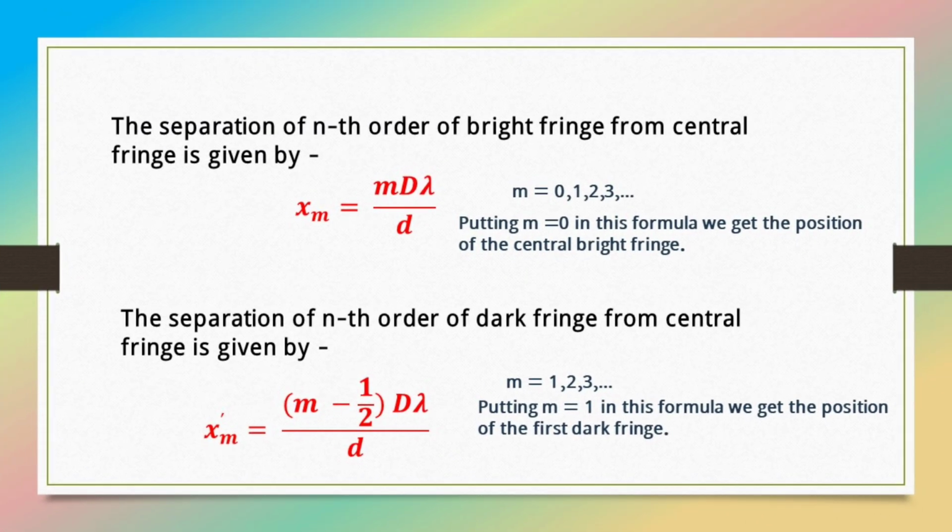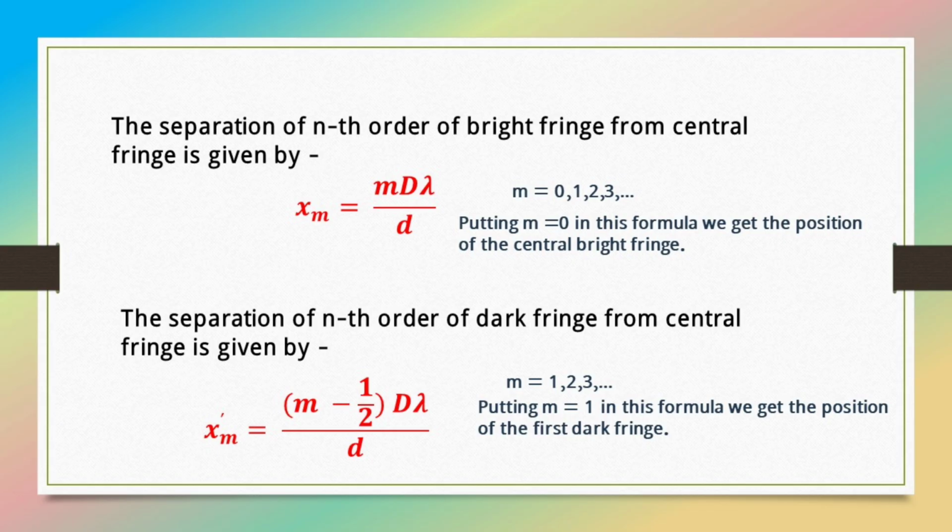Now I am showing some formulas based on Young's double slit experiment. The separation of the mth order bright fringe from the central fringe is given by x suffix m equal to m D lambda by small d. Here m equal to 0, 1, 2, 3, etc. Putting m equal to 0 in this formula, we get the position of the central bright fringe. Putting m equal to 1, we get the first bright fringe. Putting m equal to 2, we get the second bright fringe.